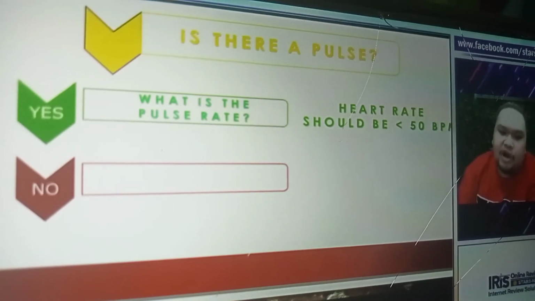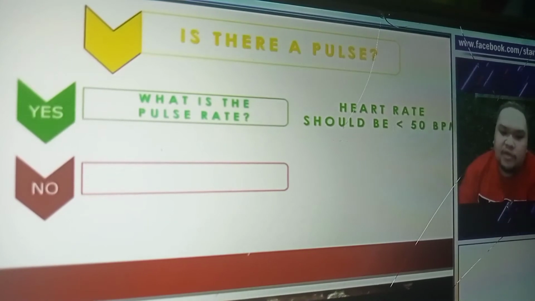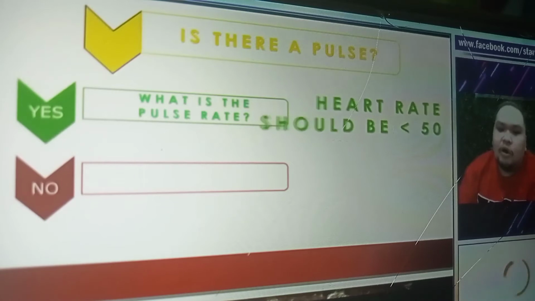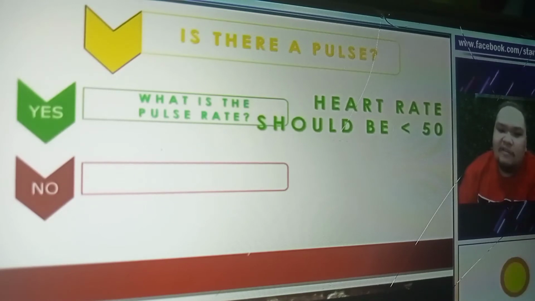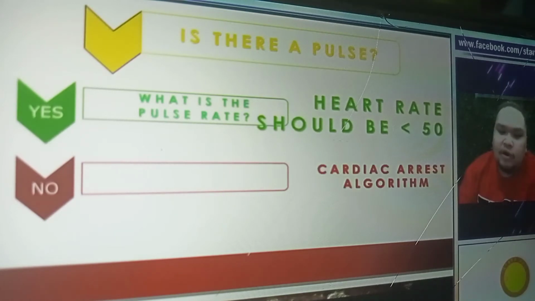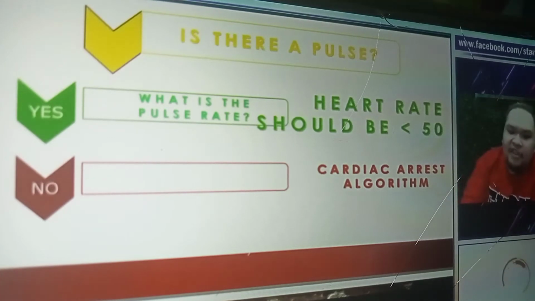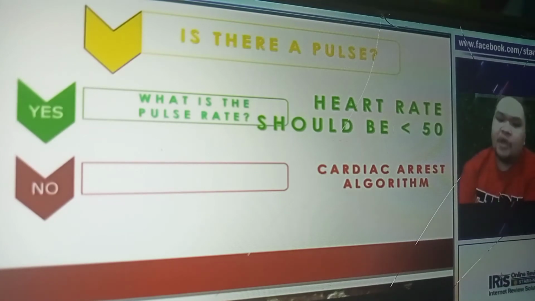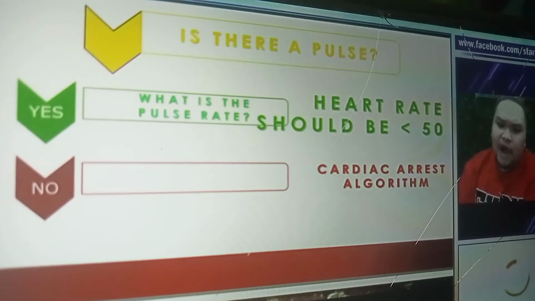Now, if there is no pulse, what does that mean? That is already pulseless electrical activity. So you need to go back to your cardiac arrest algorithm. This means that when the scenario of your patient does not fit, based on what the patient is manifesting, you need to look for an algorithm that fits the symptoms or criteria best.